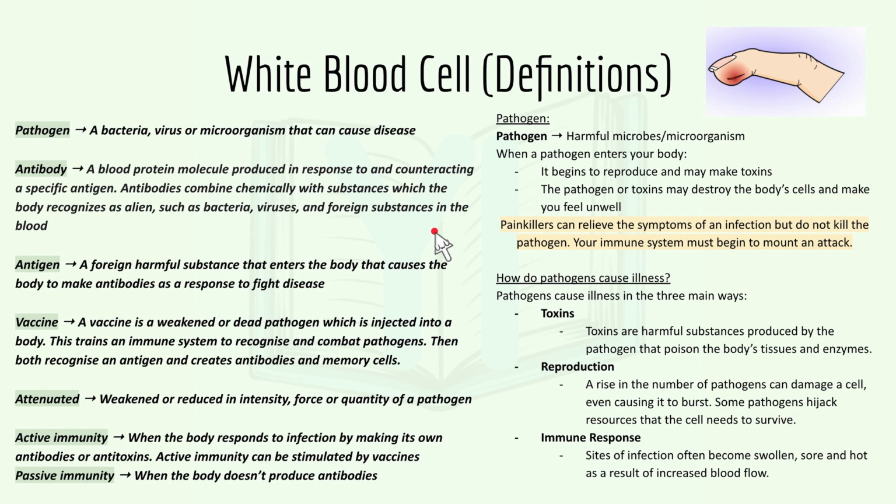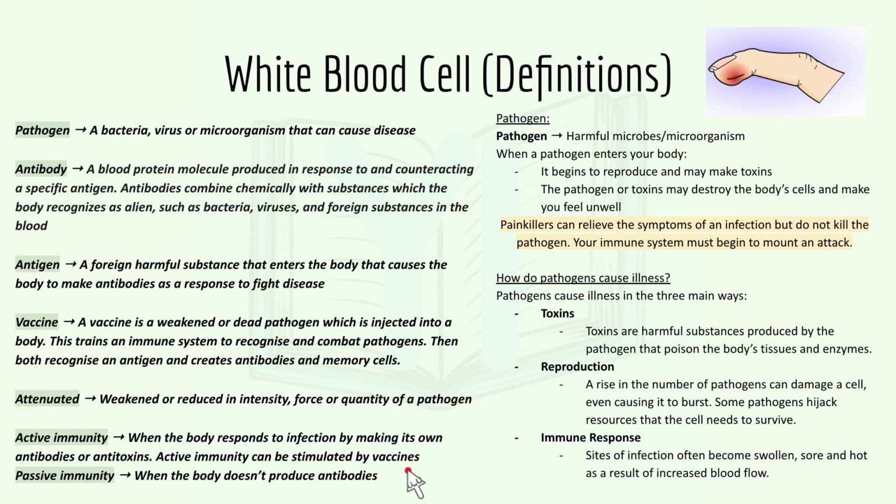And an antigen is a foreign harmful substance that enters the body from, let's say, a virus, as we all know, the COVID-19 virus. And the vaccine is a weakened or dead pathogen which is injected into the body. This trains the immune system to recognize and combat the pathogens. And here's the weakened one, have a read.